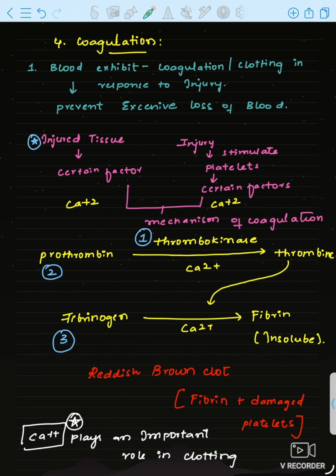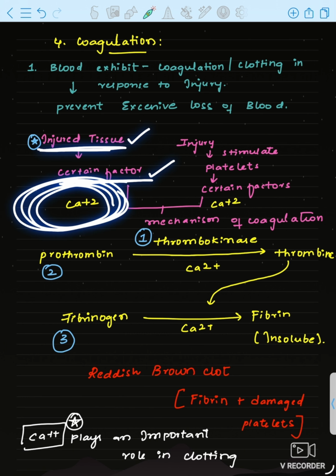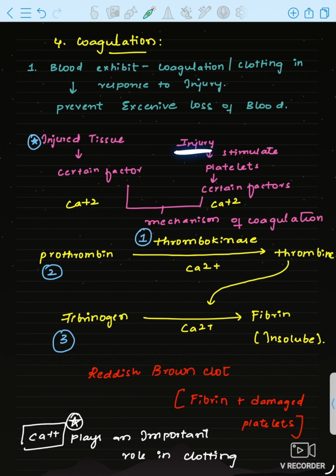Many factors will be released during coagulation. When tissue is injured, certain factors are released. Calcium ion plays an important role in coagulation. When injury occurs, it stimulates the platelets. Platelets are clotting factors, no? They release certain factors, and in the presence of calcium, the mechanism of coagulation occurs.